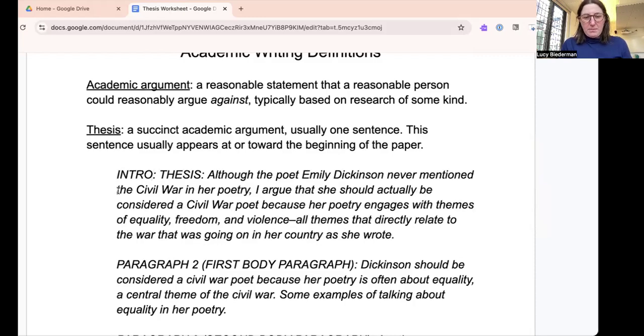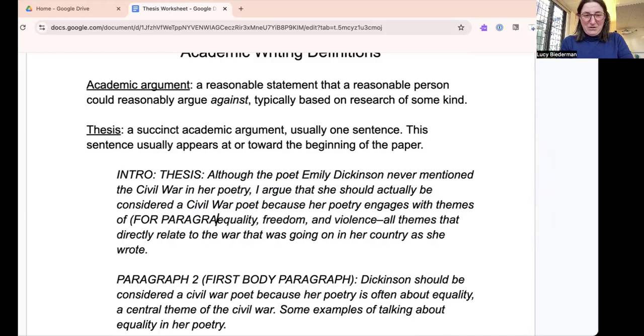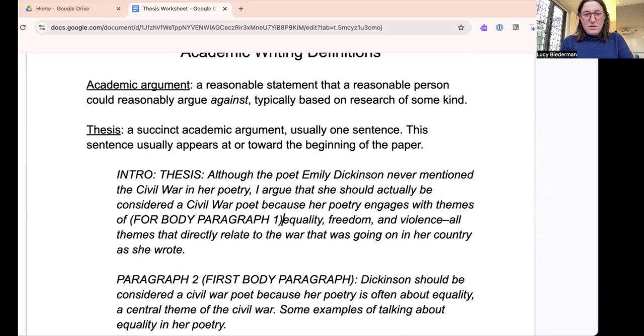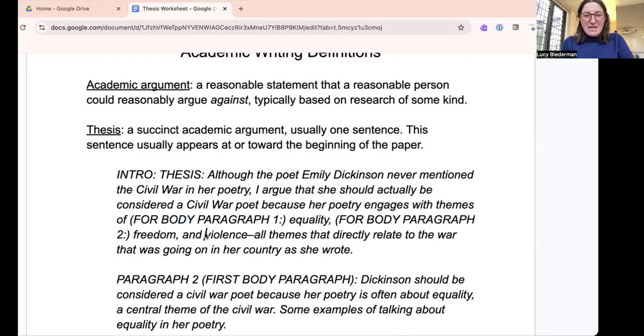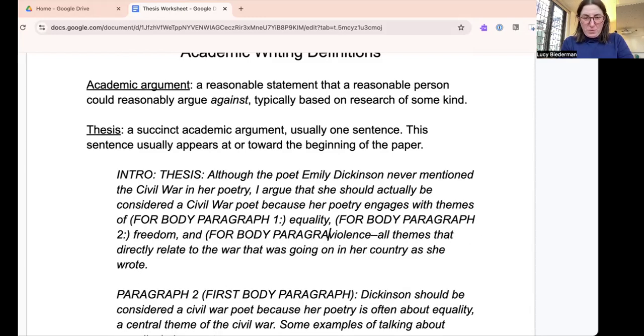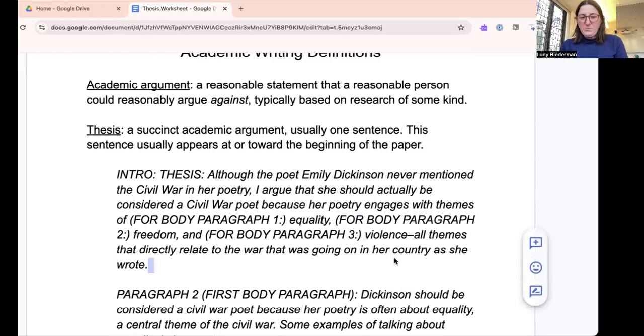And that's, I'd say, although the poet Emily Dickinson never mentioned the Civil War in her poetry, I argue that she should actually be considered a Civil War poet. There's my argument, because her poetry engages with themes of, and here's the three. And I'm just going to say for body paragraph one, equality. For body paragraph two, freedom. And then my third item for body paragraph three, violence. All themes that directly relate to the war that was going on in her country as she wrote.